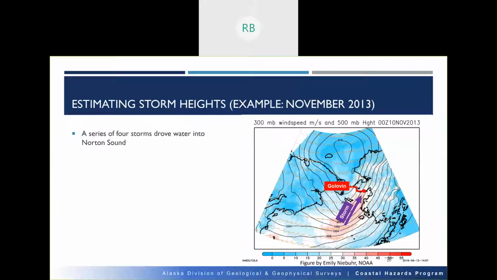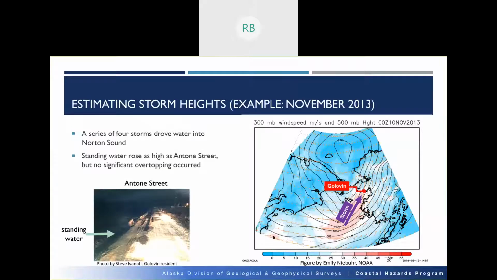So that's what we're working on, but not just knowing that the storm occurred, but how high it actually got. I'm going to show you one example of how we actually estimate the heights that these storms reached, given what we can find. And this is for the storm in November 2013. Here's a nice graphic of how the storm came in. It was actually 4 storms that just drove water up into Norton Sound, and you can see the storm really made a beeline straight for Golovin.